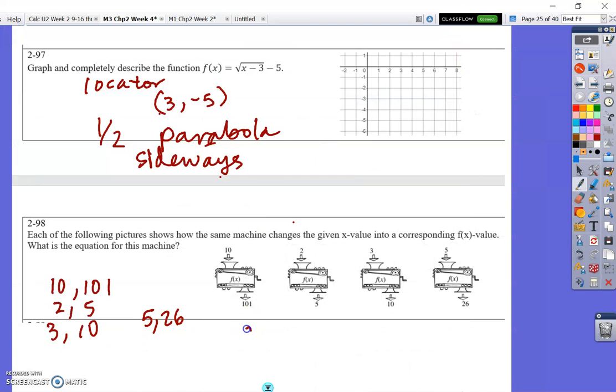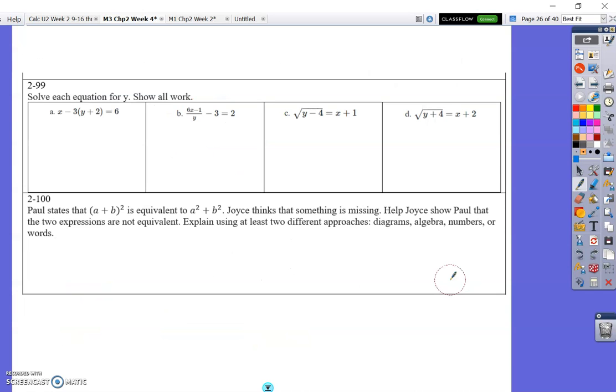So this is x squared plus 1. How do I know that? Because 10 squared is 100 plus 1. 2 squared is 4 plus 1. 3 squared is 9 plus 1. 5 squared is 25 plus 1. So there's my equation. But I had to kind of see it curve in the picture to see what was going on. And then 2 more hints.